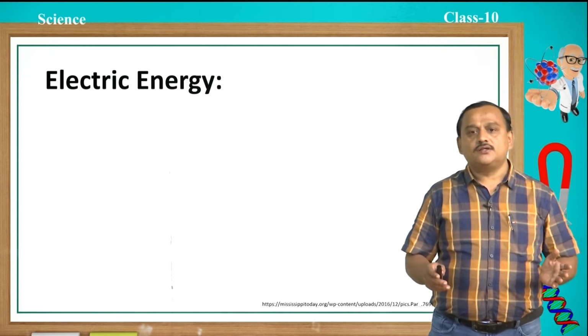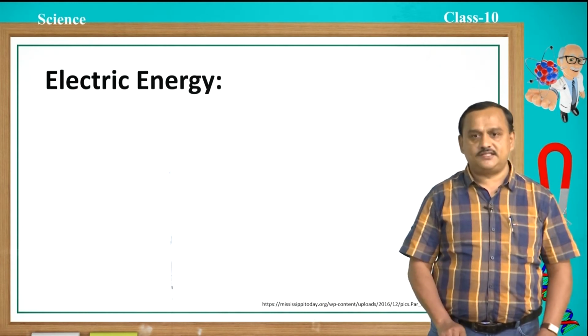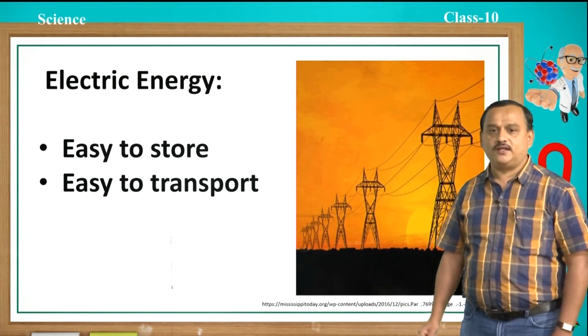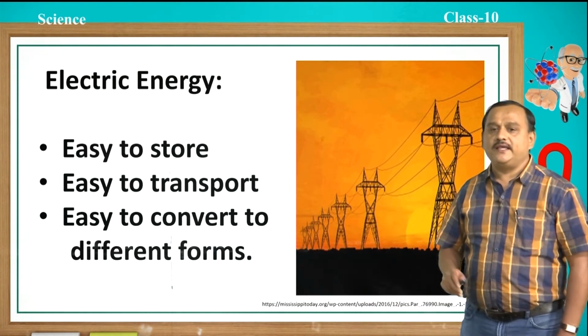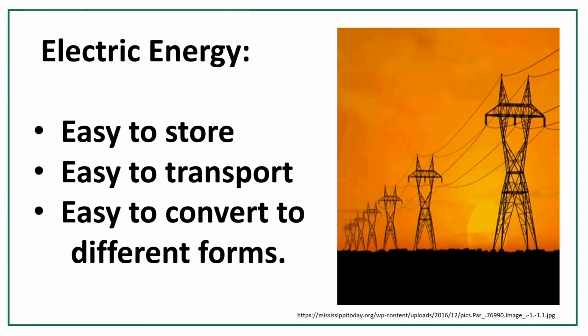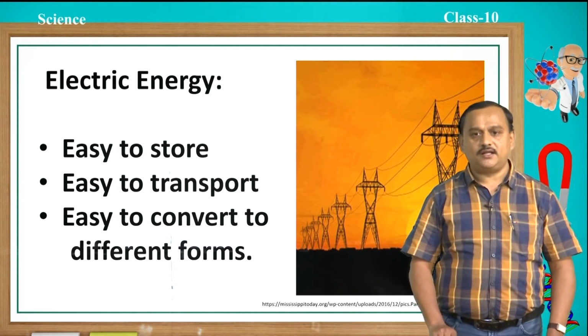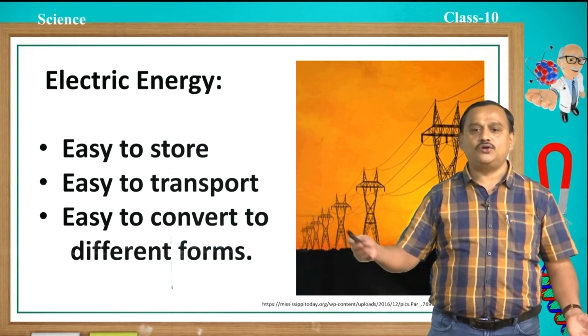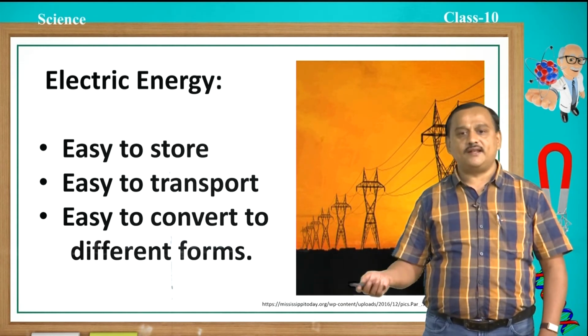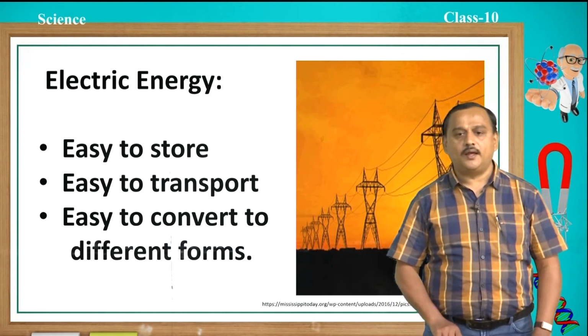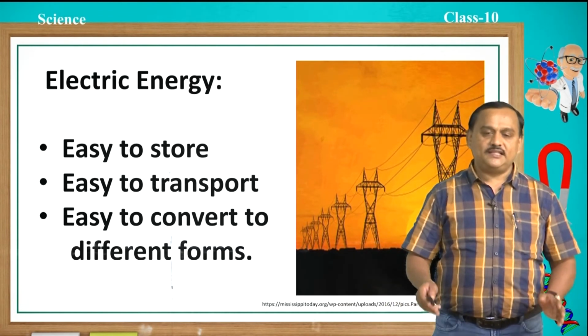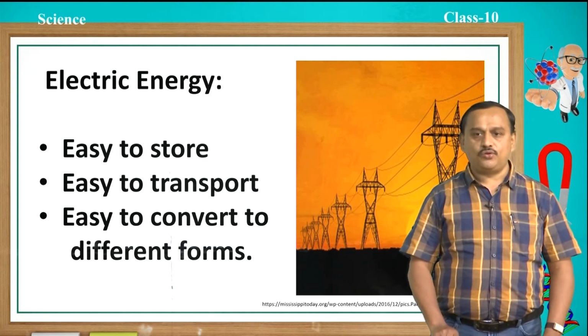It is having so many qualities of the good source of energy. First, it is easy to store, easy to transport, and easy to convert to different forms. You know very well, when you switch on the light at home, the electric energy is converted into light energy. When you want to heat the water, you switch on the water heater, then electric energy is converted into heat energy. When you switch on the fan, electrical energy is converted into mechanical energy. So, this way electric energy is more useful.